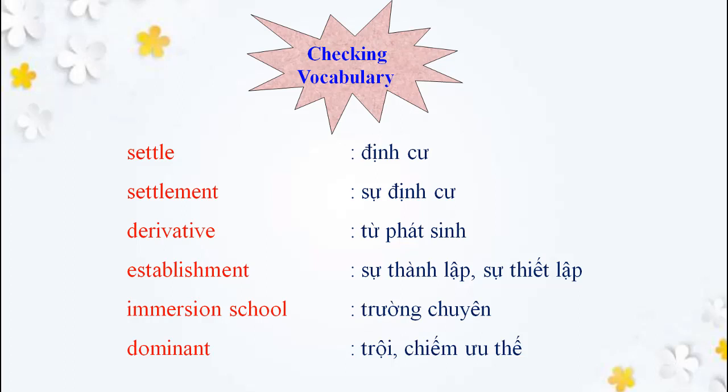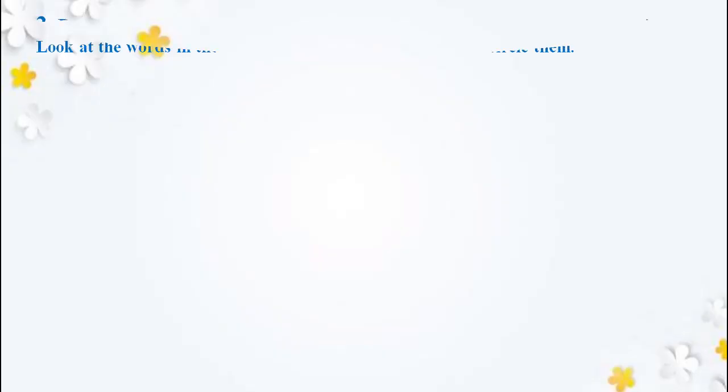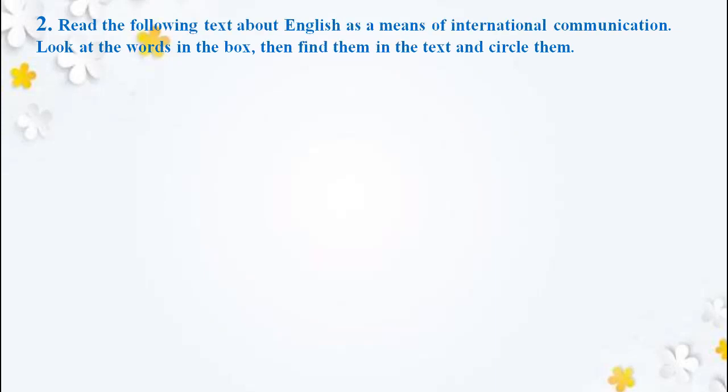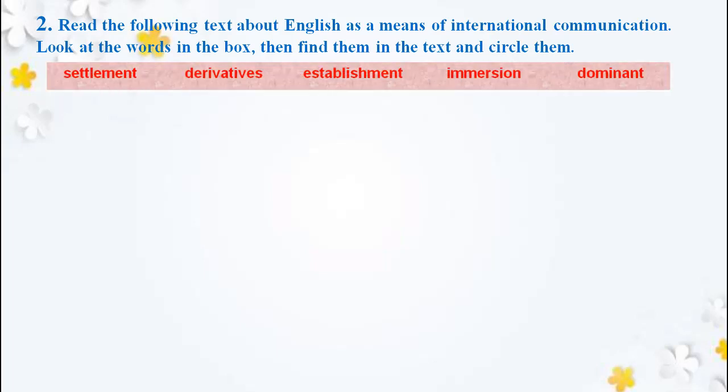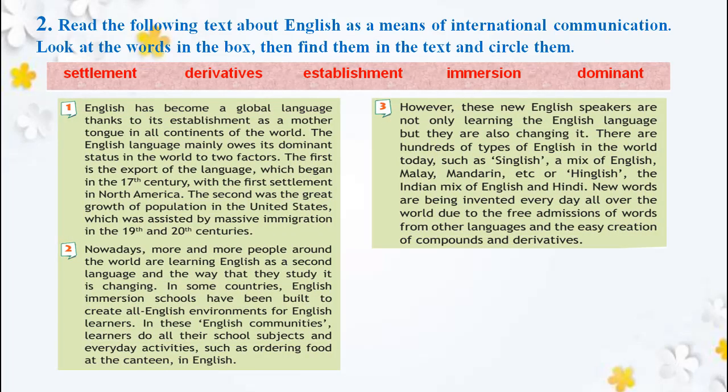All right. We come to part 2. Read the following text about English as a means of international communication. Look at the words in the box, then find them in the text and circle them. In the box, there are 5 words. Now, you read the text first, and then find the words and circle them. You have 1 minute to do.